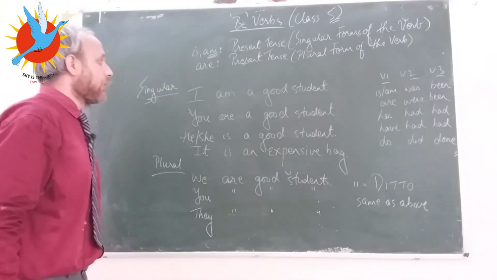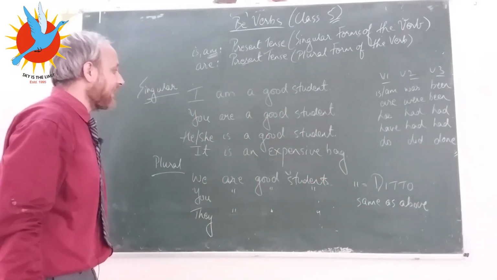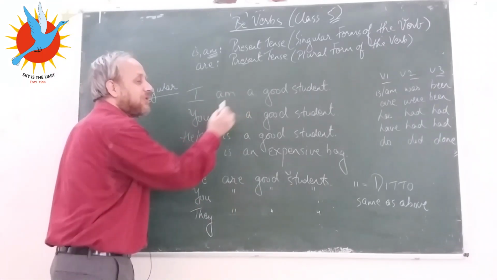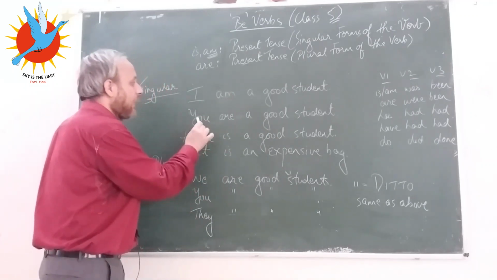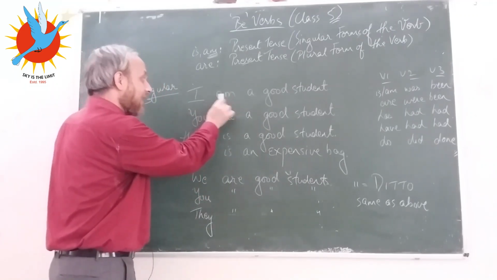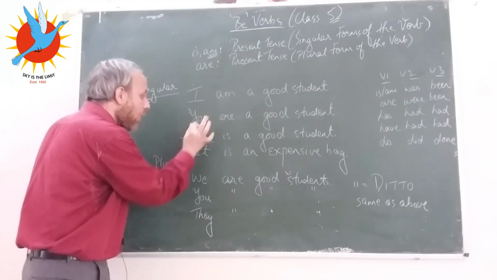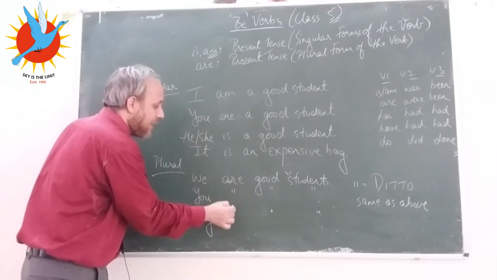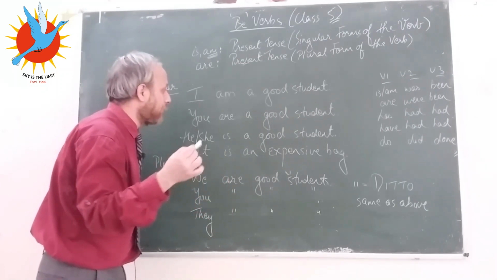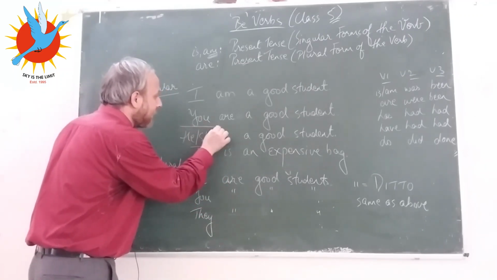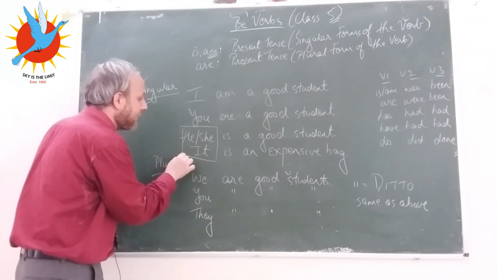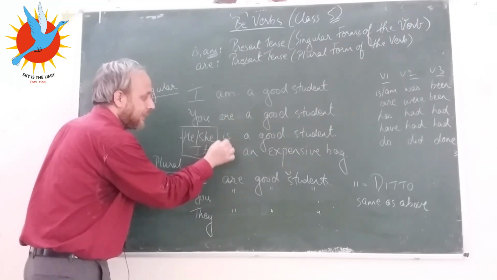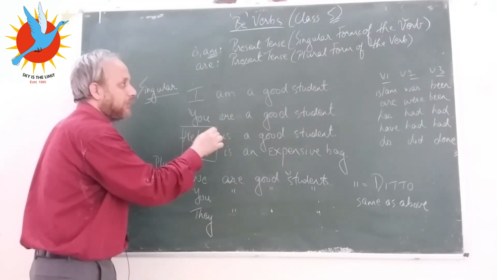So what is it that you have noticed, kids? With I you will use am. What is the tense of this sentence? Simple present. With all the other subject pronouns you will use are when you're talking about the present tense. But with third person singular, he, she, and it, you will use is. So just remember that.